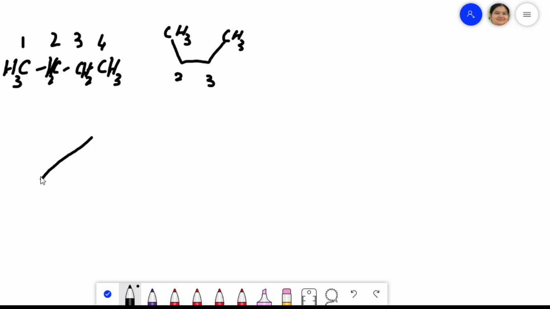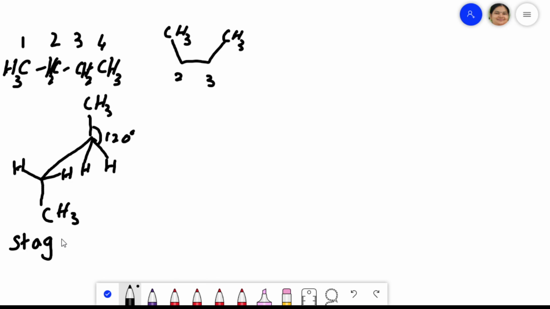The second carbon has one methyl and two hydrogens, and the third carbon has one methyl and two hydrogens. So you can represent a methyl here and another methyl over here, with hydrogen and hydrogen. These are equally spaced lines, as we said, at 120 degrees. What is the angle of separation here? 120 degrees. So that's a staggered form. This is a staggered representation of butane.